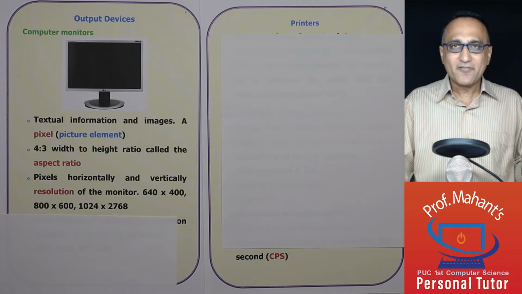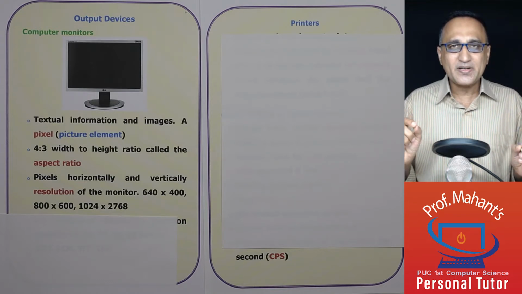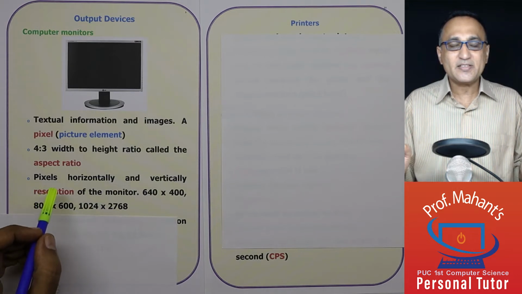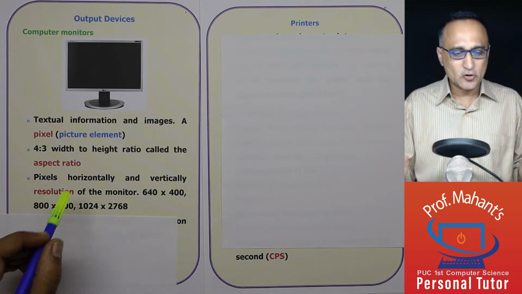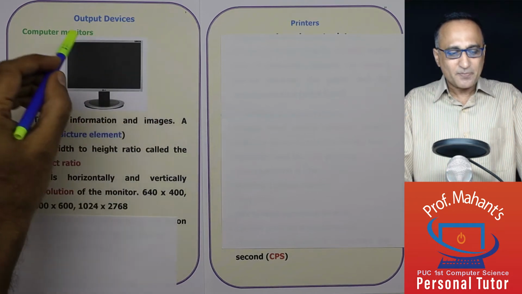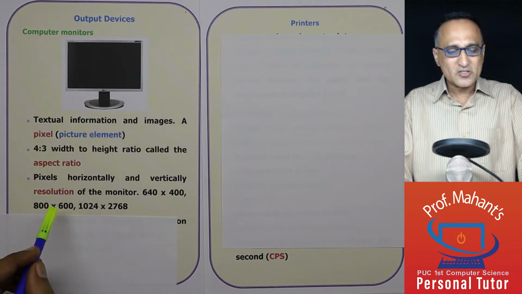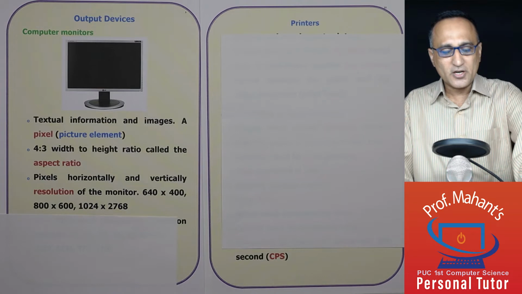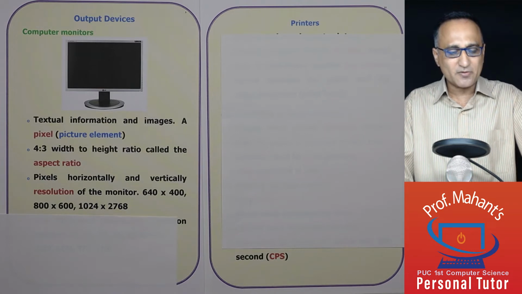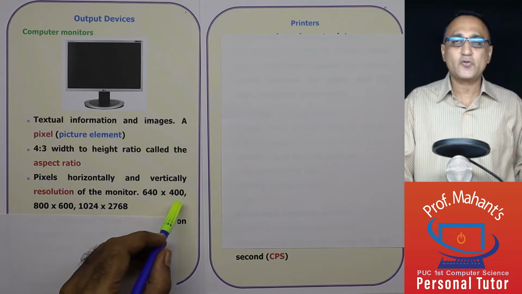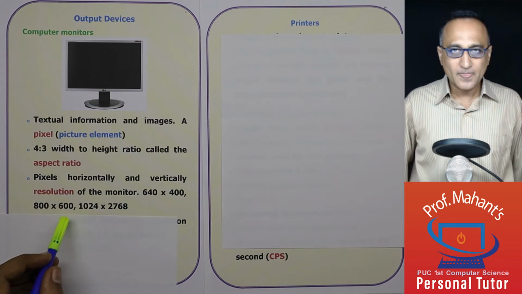Now, if you have more number of dots in a unit area, let's say my unit area is 1 centimeter. If I have 100 dots in 1 centimeter, it's not going to be very clear. But if I have 1 million dots in 1 centimeter, it's going to be more clear than 100 dots. So the number of pixels or dots horizontally and vertically is referred to as the resolution of a computer monitor.